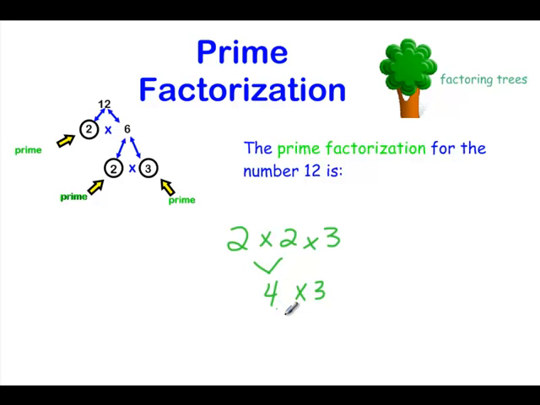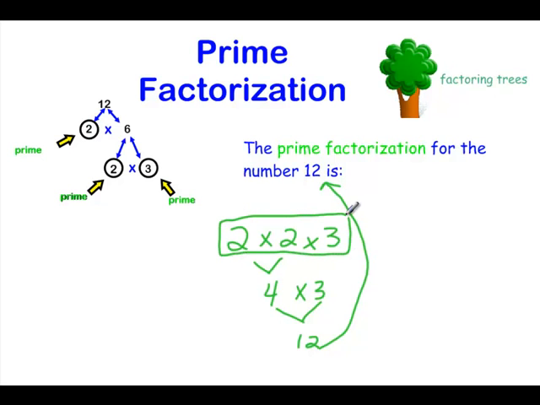I like to make these little carrots and touch the bottom numbers so I know that I have used those numbers, and then I put the answer at the bottom of the carrot. What is 4 times 3? You're right, it's 12. 12 is the number that we started with. This right here, 2 times 2 times 3, is the prime factorization for the number 12. This right here is the answer we want to see.